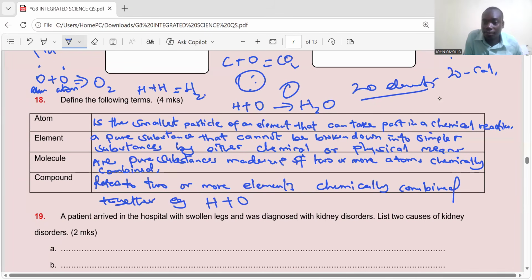When sodium, with a symbol Na, number 11 in the periodic table, reacts with chlorine, which is number 17 in the periodic table, a compound is formed called sodium chloride. This is a compound. So when you talk about compound, it is the elements combining. When you talk about molecule, it is the atoms combining. And how are they combining? They combine chemically.